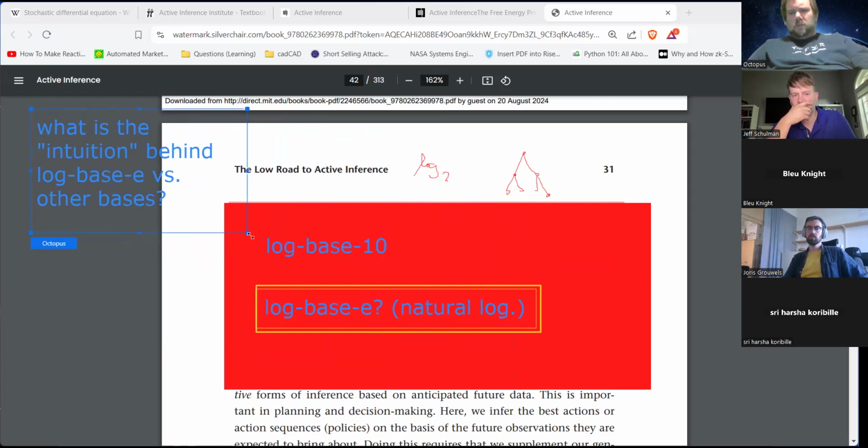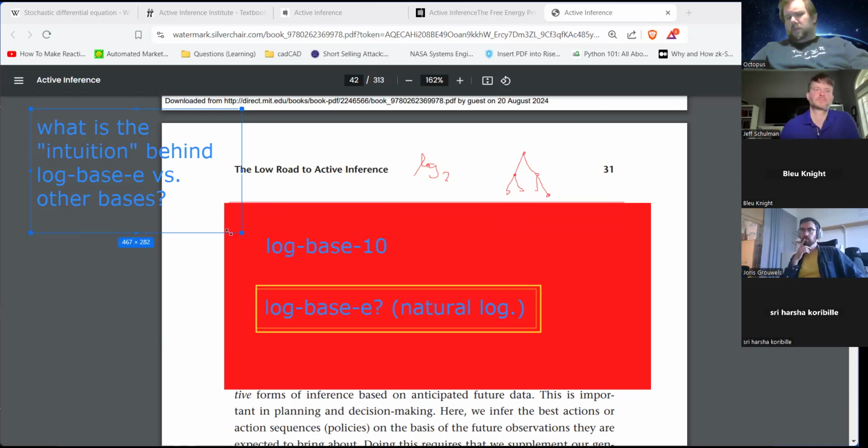It's usually just important that once we pick a base, we're consistent with it, or that we are clear on what base we picked. But I'm sure there is some intuition here.